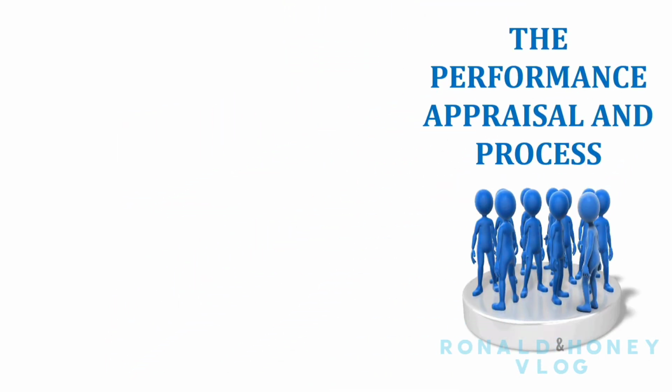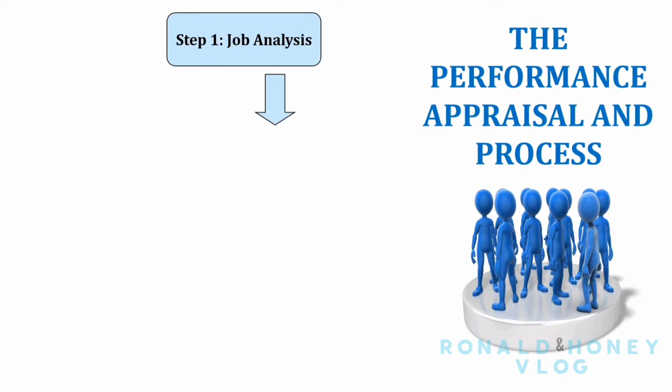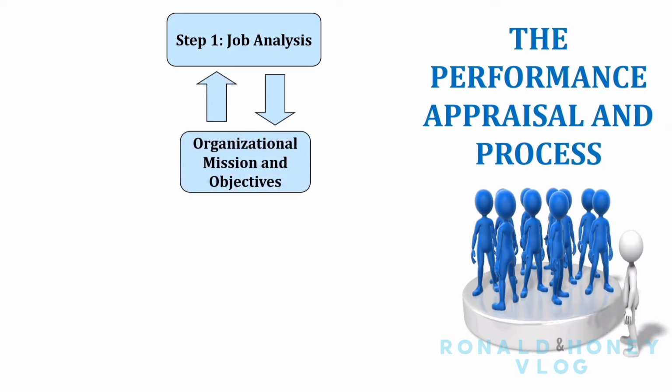And we go now to the performance appraisal process. Step 1 is job analysis. Job analysis is about determining the particular job, duties, and responsibilities, and its qualifications. This is about what needs to be accomplished to implement strategy and how to achieve it. Under the job analysis is the organizational mission and objectives. In an organization, there should be mission and objectives. Just like in Bukidnon State University, we abide by our mission and vision, our quality policy, and core values.